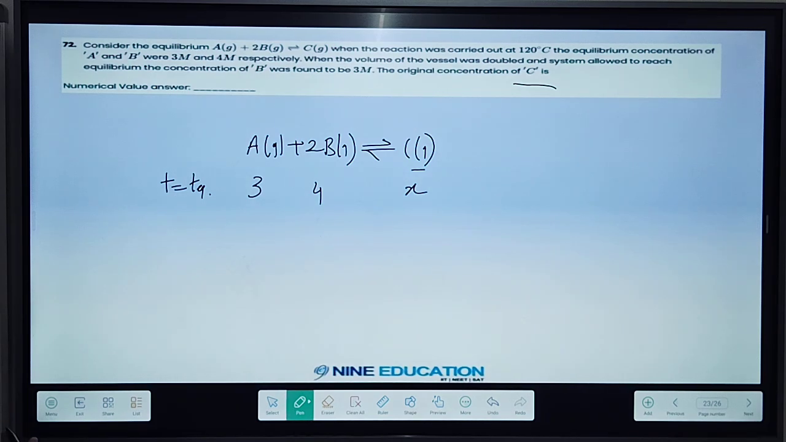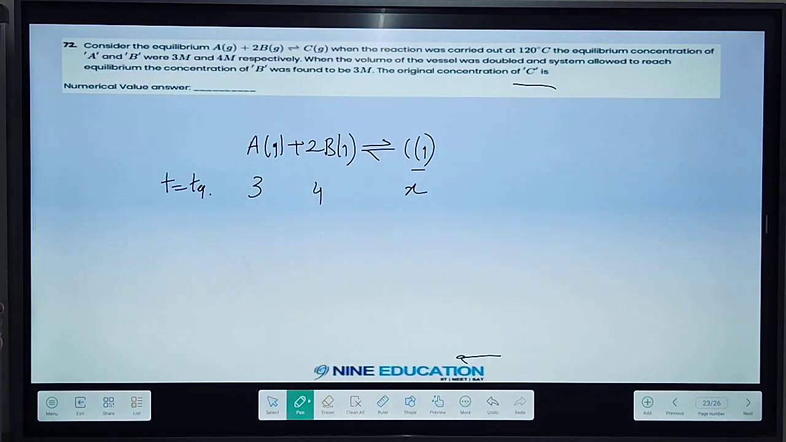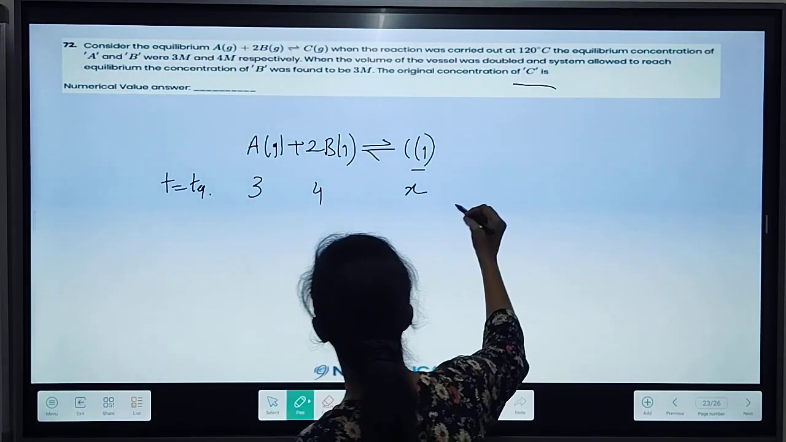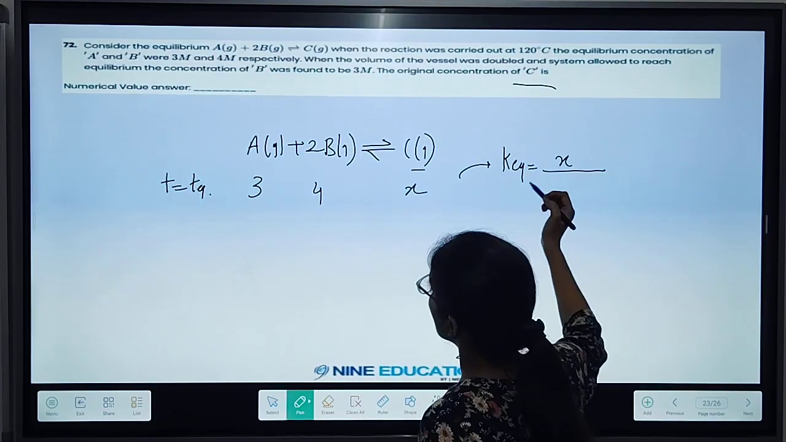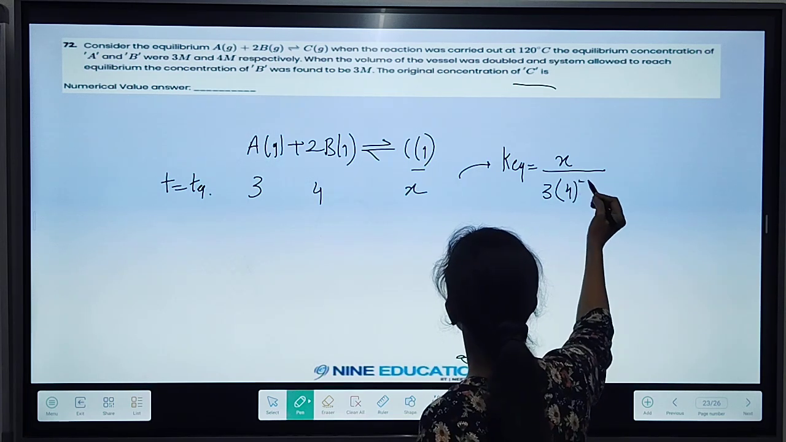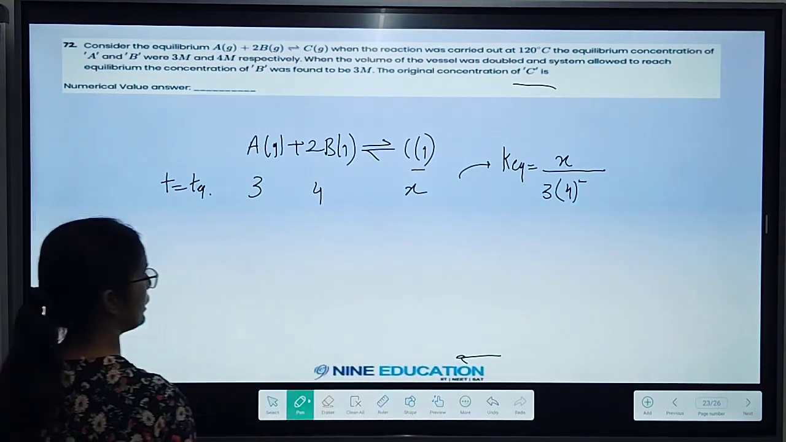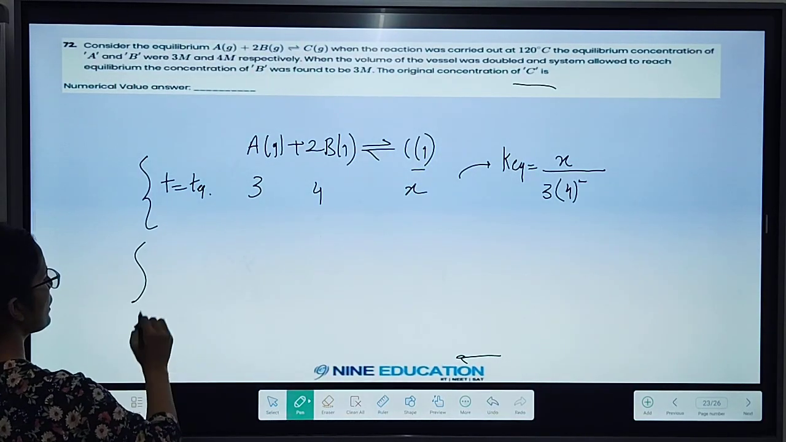Now they are talking about some changes. The volume of the vessel is doubled, and now the system is allowed to reach equilibrium again. According to Le Chatelier's principle, if we double the volume, the reaction should go in the backward direction. So first of all, I can quickly find K equilibrium. K equilibrium will be X divided by 3 times 4 square. Next you will understand why I wrote down the expression of K equilibrium there.